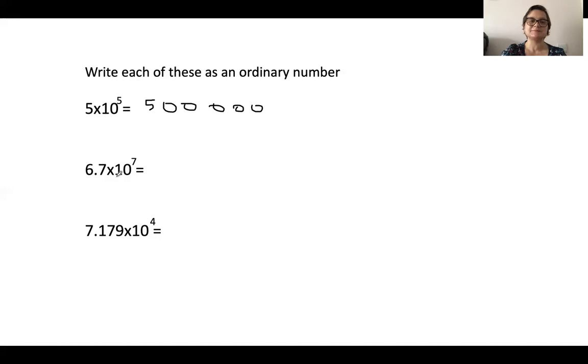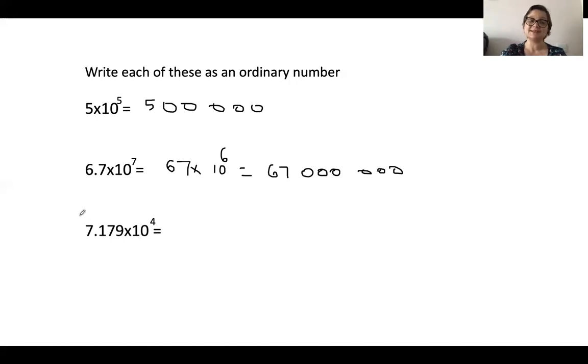The next one is 6.7 times 10 to the power of 7. Now, I'm going to start by writing 6.7 as a whole number. So 6.7 times 10, so we take a 10 from here and it becomes 67. And then we are left with 10 to the power of 6. It's just a simple way to make the writing of the number easier, not complicated. And then write down the zeros. So 67 million.